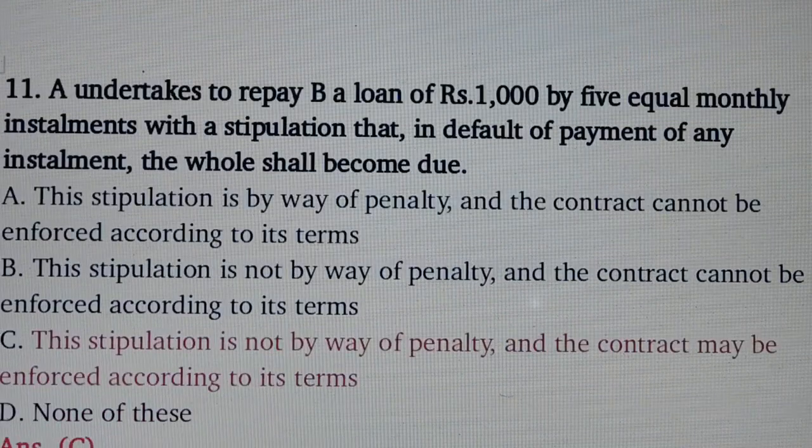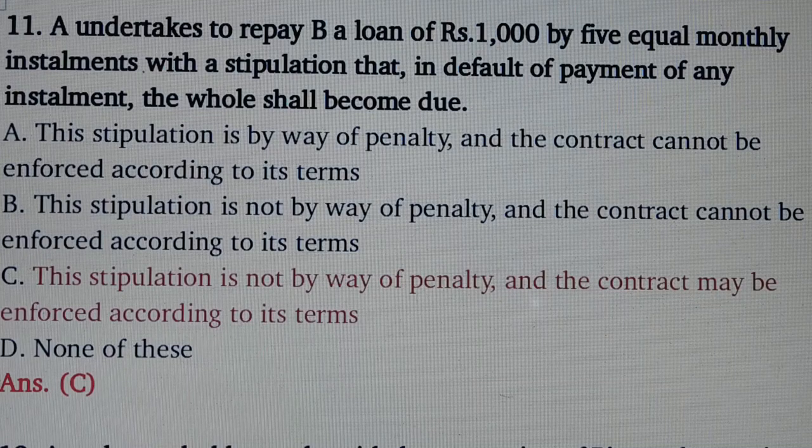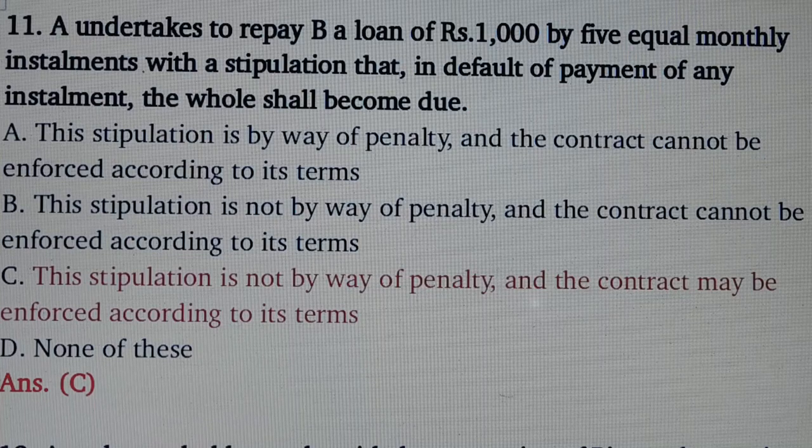Question number 11. A undertakes to repay B a loan of rupees 1,000 by 5 equal monthly installments with a stipulation that in default of payment of any installment, the whole shall become due. Answer is option number C. This stipulation is not by way of penalty and the contract may be enforced according to its terms.